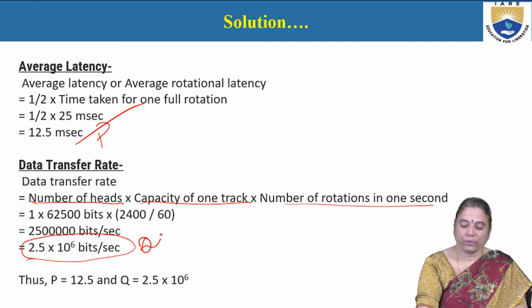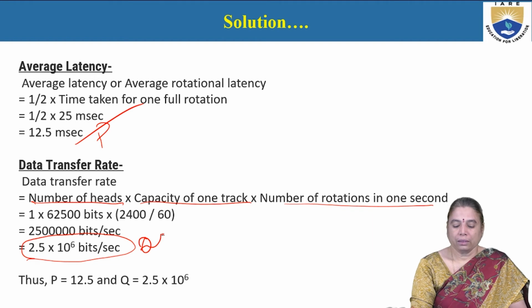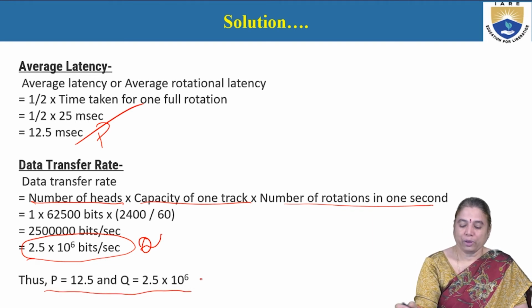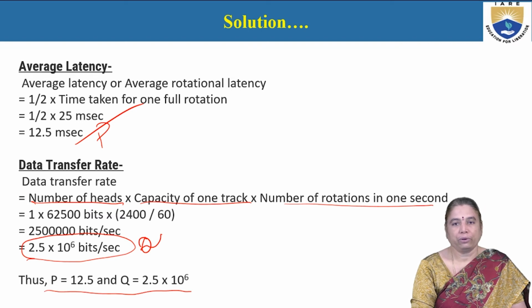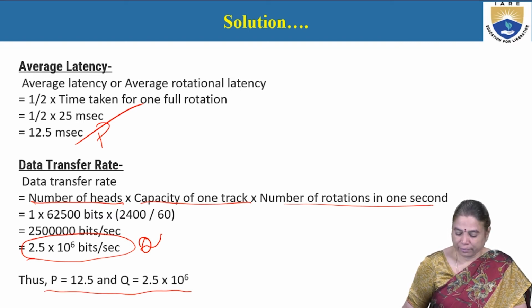It is the Q value. So in the problem we have to identify the P and Q. P is 12.5 and Q is 2.5 into 10 power 6 bits per second.